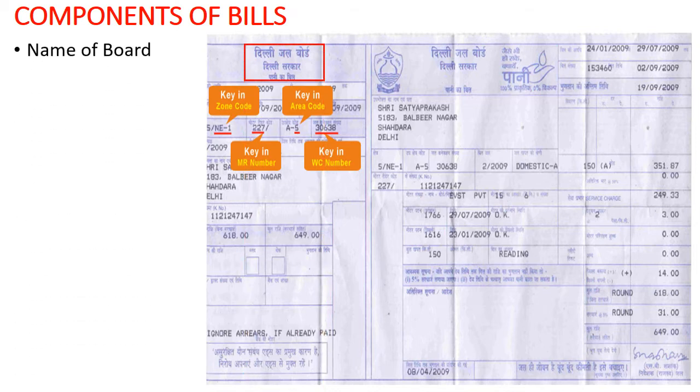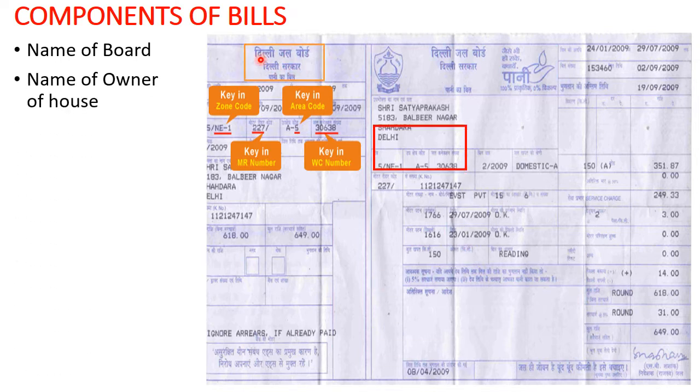First one, name of the board, which means which authority or which board has issued this bill. You can see here it's clearly written Delhi Jal Board under Delhi Sarkar. It means this bill has been issued by Delhi Jal Board, which works under Delhi Sarkar or the Delhi government. I hope all of you understood this.